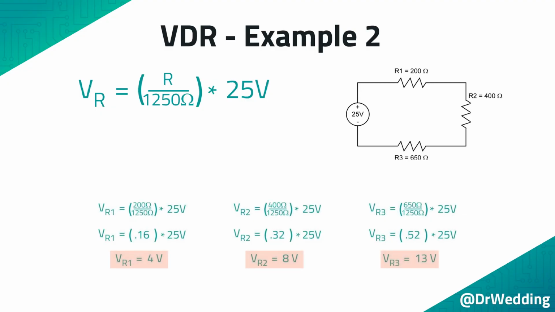To find R1, use 200 ohms for the resistance, and you will find that the voltage across R1 is 4 volts. To find R2, use 400 ohms for the resistance, and you will find that the voltage across R2 is 8 volts. And to find R3, use 650 ohms for the resistance, and you will find that the voltage across R3 is 13 volts. These values match the values that were calculated in the last video. As you can see, the largest resistor has the largest voltage drop, and the smallest resistor has the smallest voltage drop.